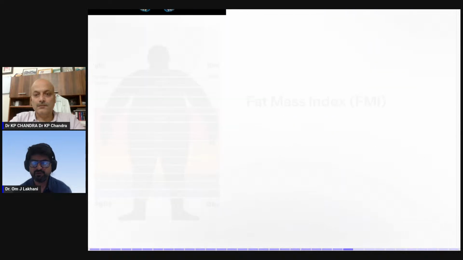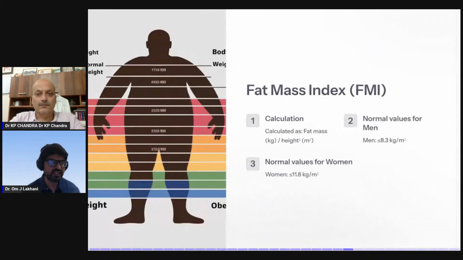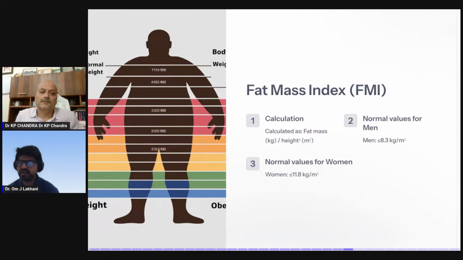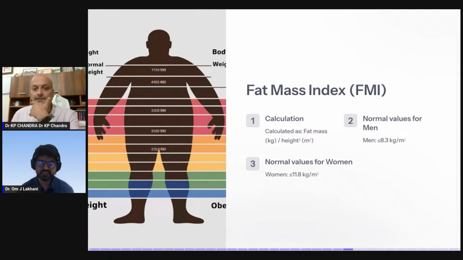If you take the fat mass index, these are all data which is there in the DEXA. You don't need to use all this data, but at least some of the data can be useful, especially if you're doing research. So fat mass index is something which is useful. It is kg per meter square, so it's just like your BMI, but it takes the fat mass, not just the total body weight. Again, less than 8.3 in men and less than 11.8 in women is considered to be normal.